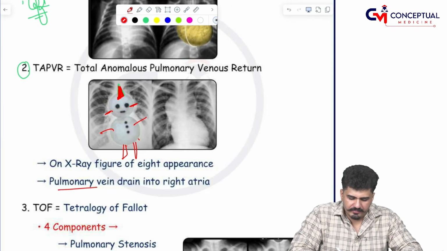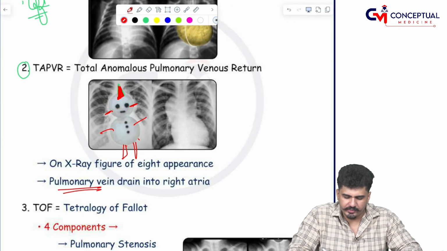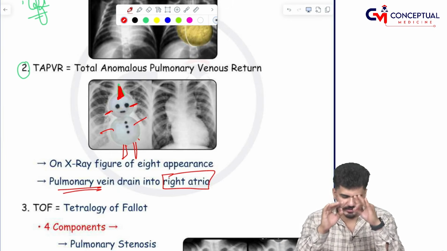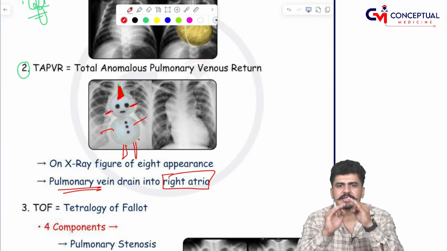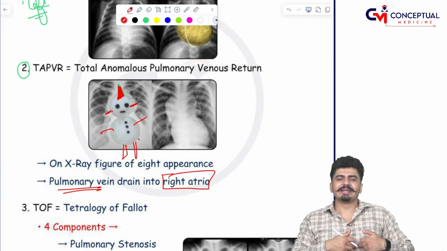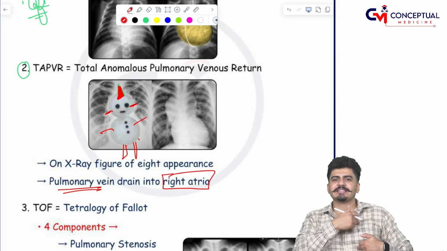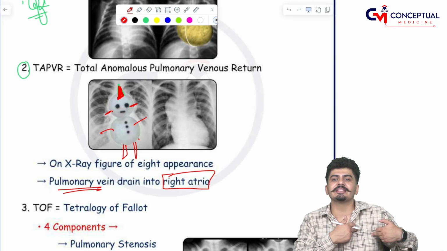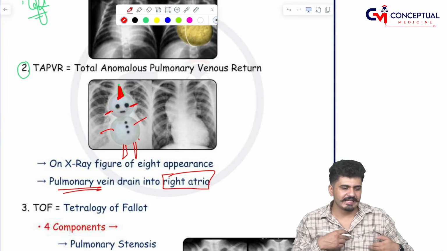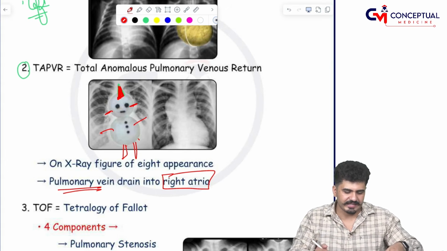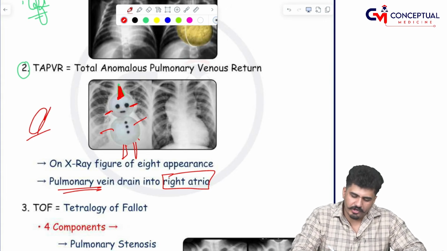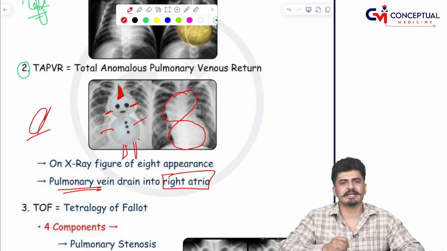The pulmonary vein which is supplying oxygenated blood is draining into the right atrium. Where should it drain? Can you tell me? When the pulmonary artery goes from your right ventricle to the lungs, where should the pulmonary vein come from the lungs? Use logic first. It should come into the left atrium. Now it is coming into the right atrium. Yes, my dear friends, that is the problem happening here, because of which you are having a figure of 8 appearance, and this is Santa Claus appearance.